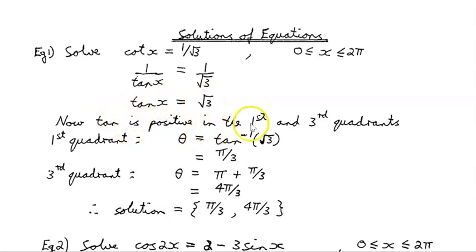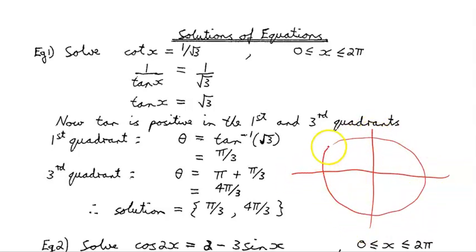Now tan is positive in the first and third quadrants, so let me just remind you of that. Here we go. So what we have is theta, we have pi minus theta, and pi plus theta, and 2 pi minus theta.